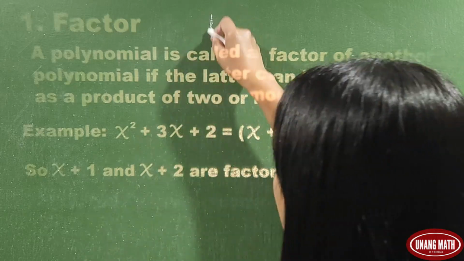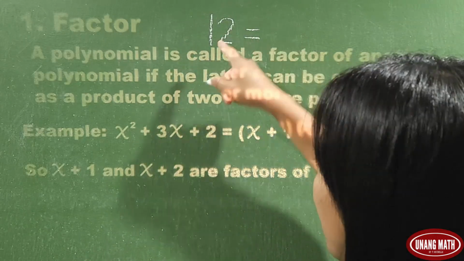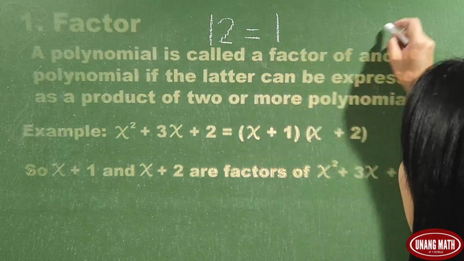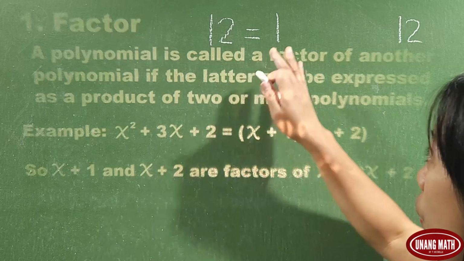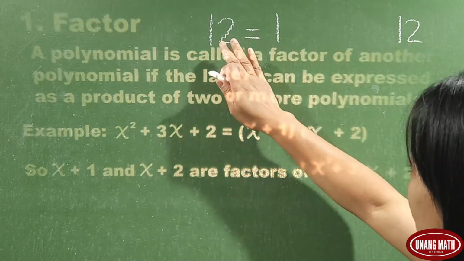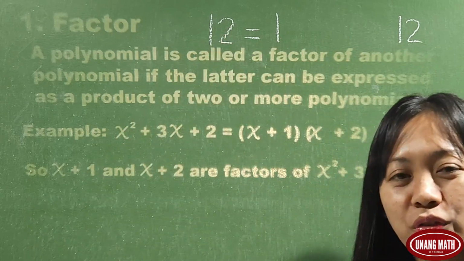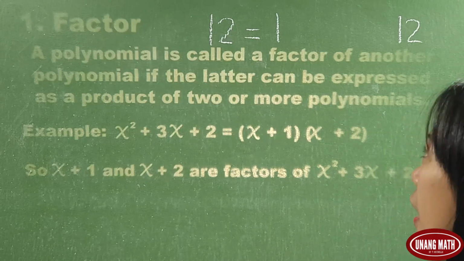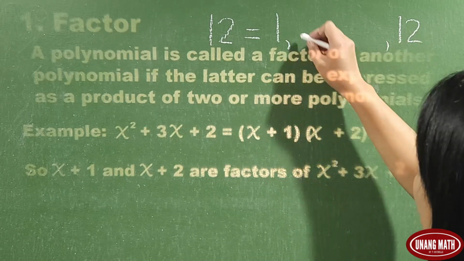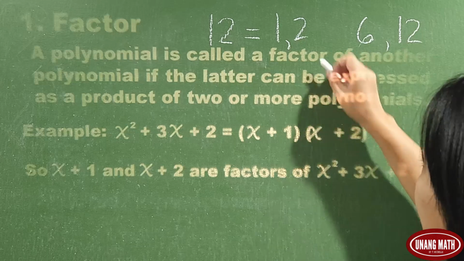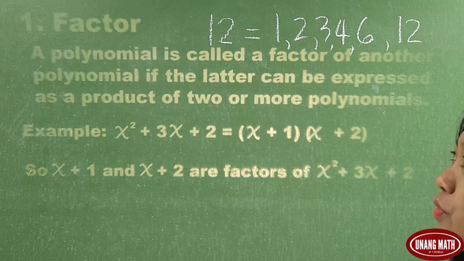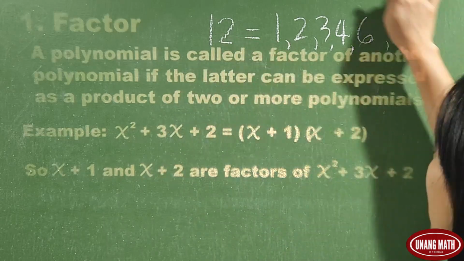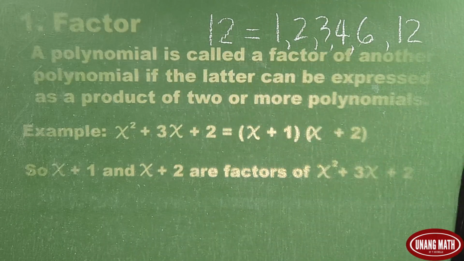Okay, example, 12. What are the factors of 12? We have 1 and 12. Remember that 1 and the number itself are always factors of a number. So aside from 1 and 12, we also have 2 and 6. 3 and 4 are also factors of 12. So these are all factors of 12.